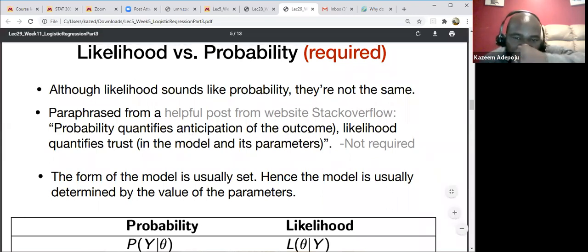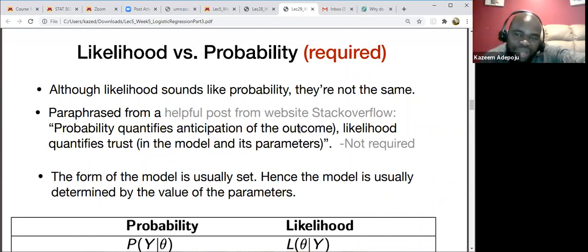When I say quantifies anticipation of the outcome, if I apply for a mortgage loan, I can determine the probability that I'm actually going to be granted. So if I'm able to do that, I'm quantifying the anticipation of the outcome. But when I talk about likelihood, the likelihood quantifies trust. And trust in what? That is the trust in the model and its parameters.